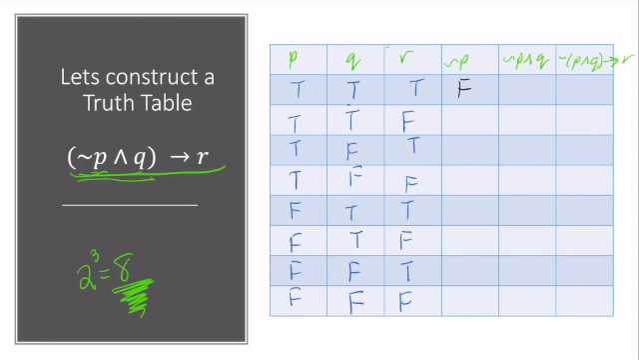Okay, I've got false, false, false, false, true, true, true, true for not P. Next, I'm looking at not P and Q. Remember that and is only true if both of our values are true. So I have a false and a true, which is false, a false and a true, which is false, and a false and a false, which is also false.